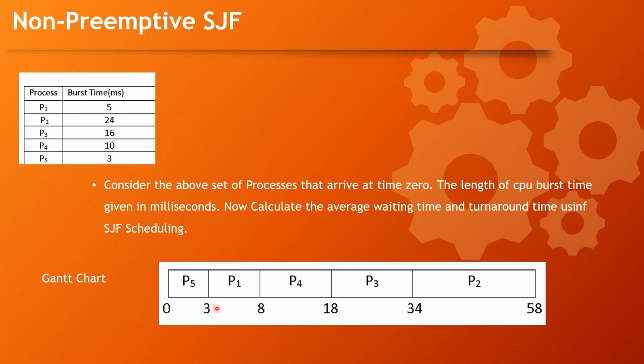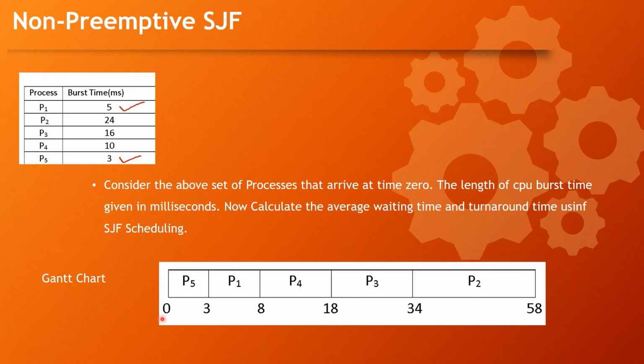From 0 to 3 I represented here. Now P5 is done. Which processes are left? P1, P2, P3 and P4. Among these four, which is the shortest job now? It is P1 with the burst time 5. So P1 will start at the 3 millisecond. Since the burst time is 5, 5 plus 3 is 8. Now I am done with P1 also.